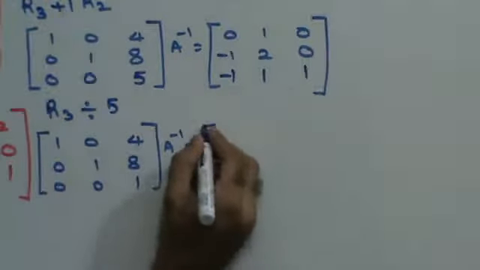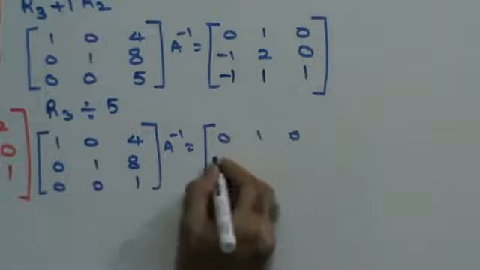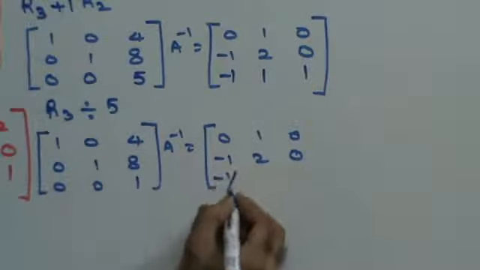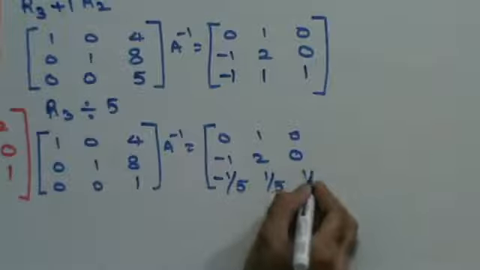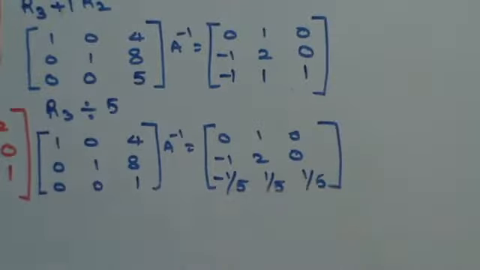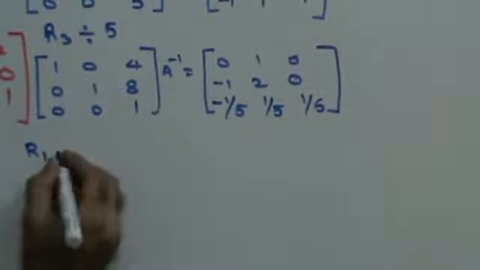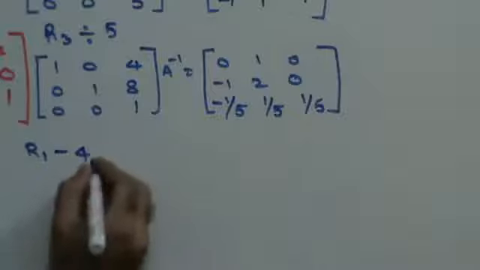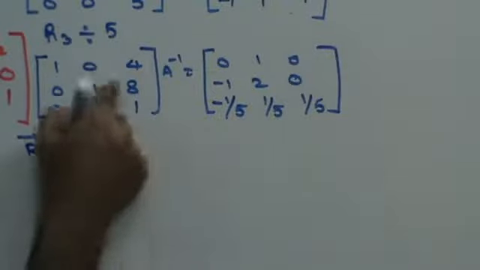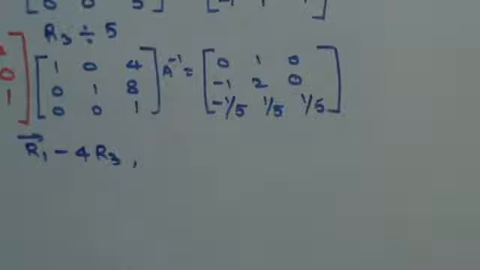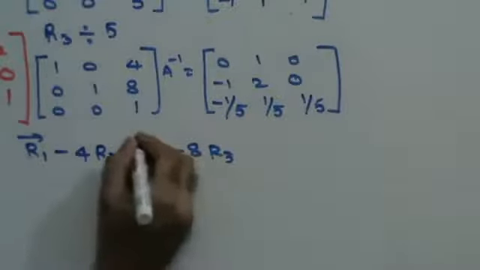1, 0, 4, 0, 1, 8, 0, 0, 1. A inverse: 0, 1, 0, minus 1, 2, 0, minus 1/5, 1/5 and 1/5. Now I want to make these two numbers 0. Where is the number in R1? What is the number? 4. What is the complement of 4? Minus 4 R3. I want to make this number 0. Where is the number in R2? What is the number? 8. What is the complement of 8? Minus 8 R3.